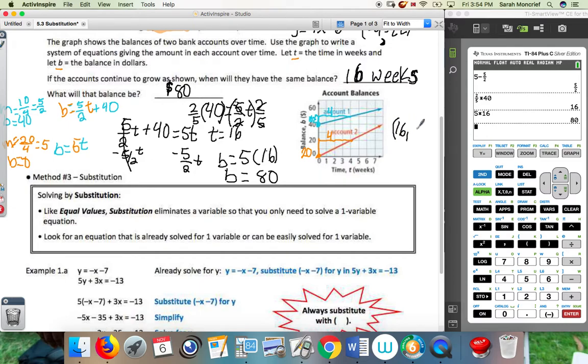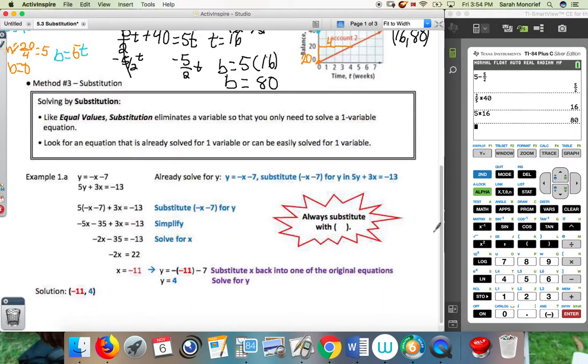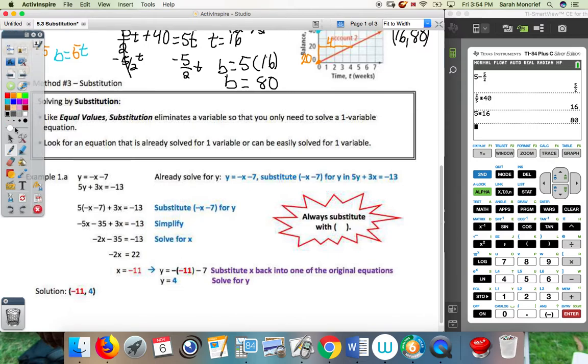16, 80. There we go. Just one quick check. All right, but now let's get into substitution, my favorite part of what we're doing today, the substitution method.